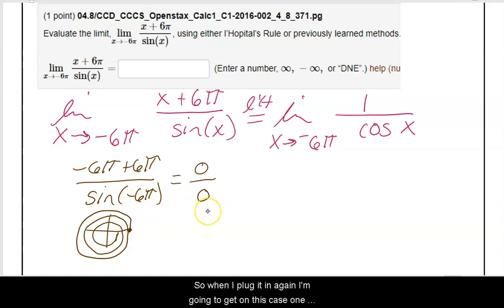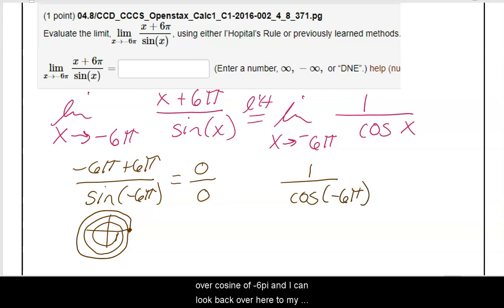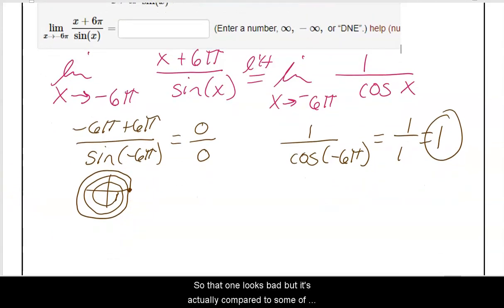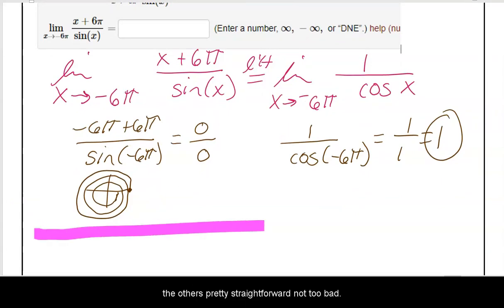When I plug it in again, I get 1 over cosine of negative 6 pi. I can look back over here to my unit circle. Oh yeah, I'm back again on the positive x-axis at (1, 0). So the cosine is positive 1, so I get 1 over 1, which is 1. And I'm done. That's it. That one looks bad, but compared to some of the others, it's actually pretty straightforward. Not too bad.